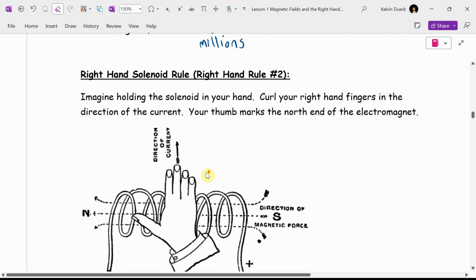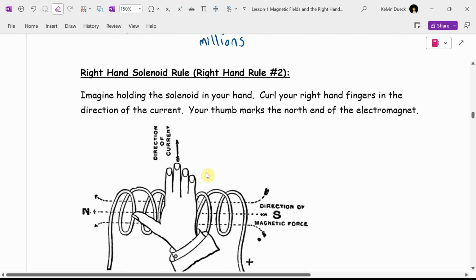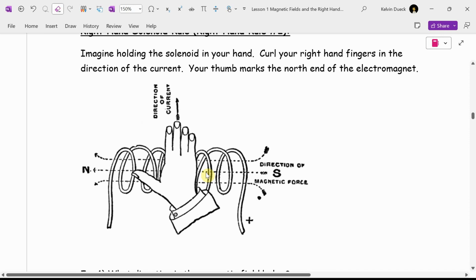Direction. Right-hand solenoid rule. This is right-hand rule number 2. Imagine holding the solenoid in your hand. You curl your right hand fingers in the direction of the current. Your thumb points north.